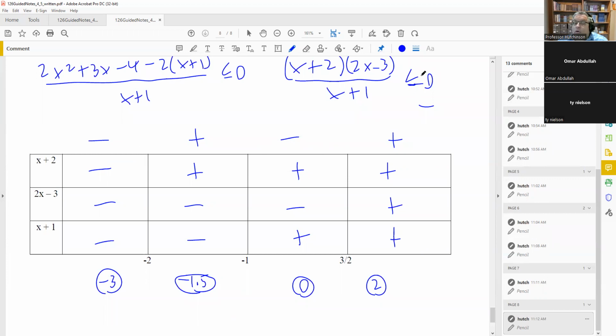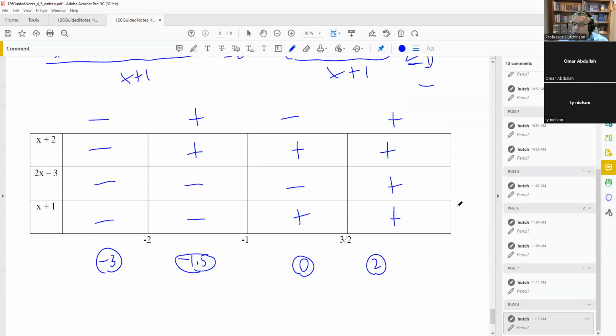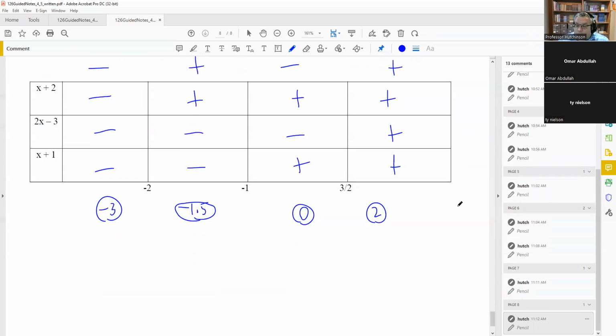If I look at the negatives on here, I have 2 regions that have a negative. Now it's less than or equal, which means that I can use brackets, but the only one that I do not want to use a bracket on is the -1, because -1 will cause a division by 0. So all the other numbers, I'll put a bracket on, but then -1, I need to put a parenthesis on it. Okay, so let's write our answer. Again, we're looking for negatives. So here's the answer, -infinity to -3.